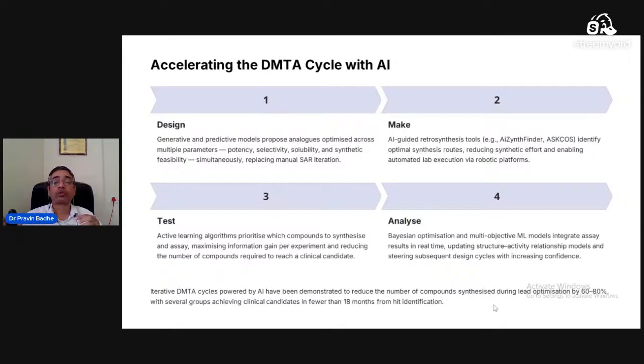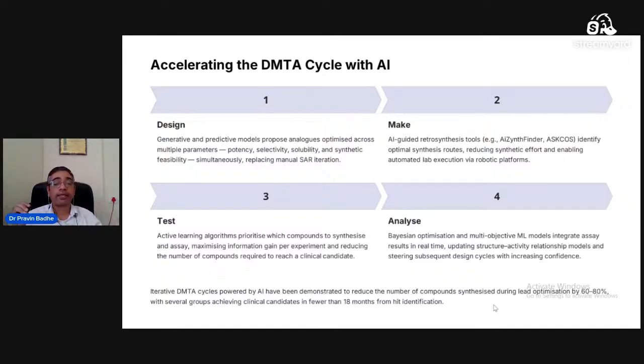And then the fourth is the analysis, which is very important because the objective of this model is to actually integrate the assays in real time. So that way, updating of the structure-activity relationship models can be done. So that way, it will increase the confidence in the lead, and it will then be taken into the in vitro or in the preclinical studies before moving into clinical.